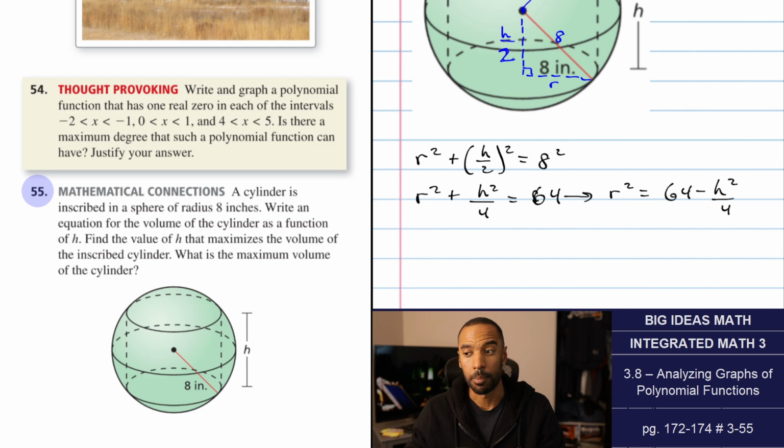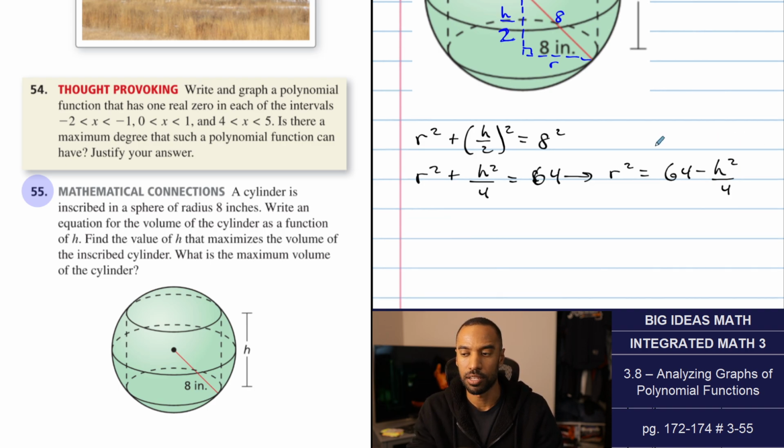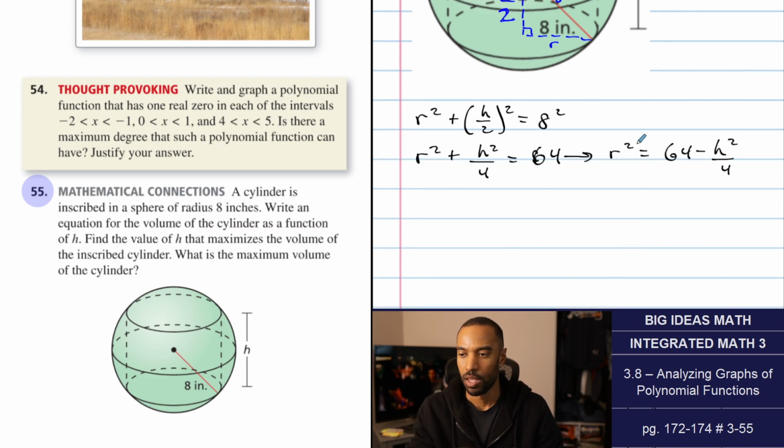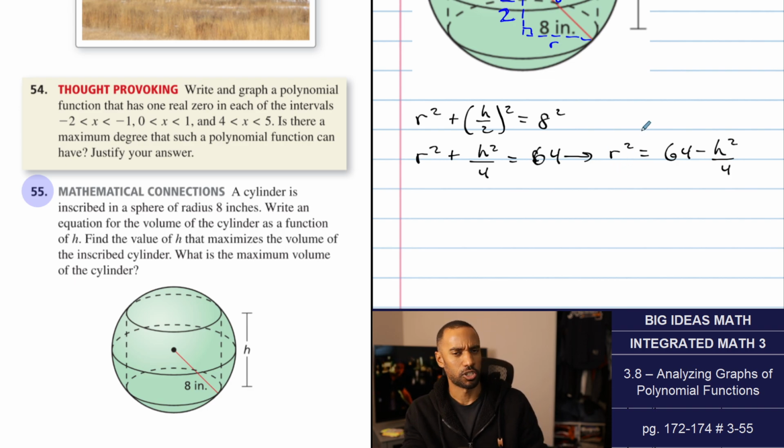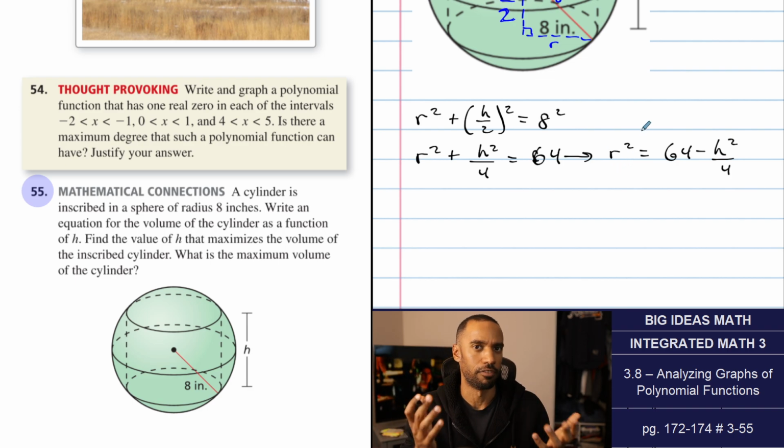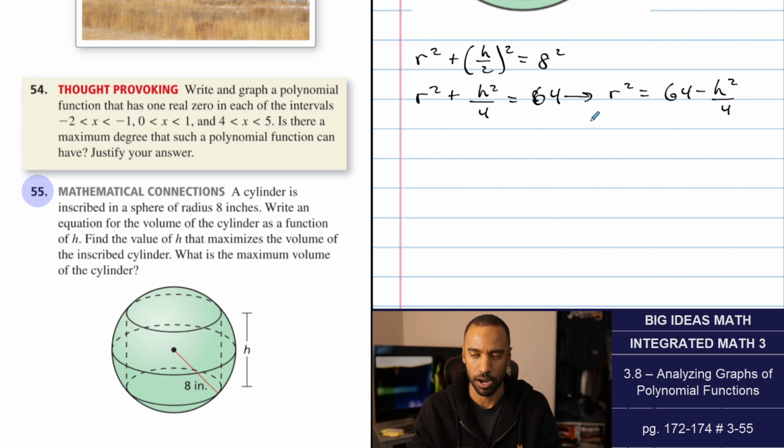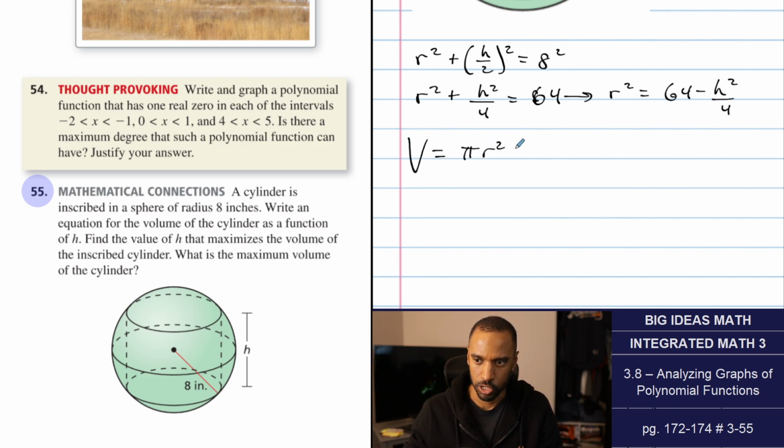Now, we could go for a common denominator. I don't know if it'll be helpful or not. Sometimes I question that, maybe. I probably only need r squared as well. I probably don't actually need r. For volume of a cylinder is pi r squared times h. Volume is pi r squared times h.